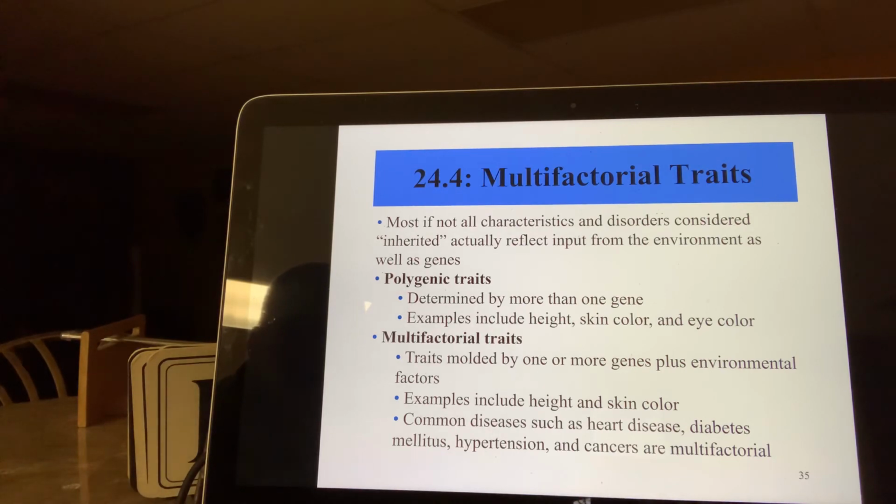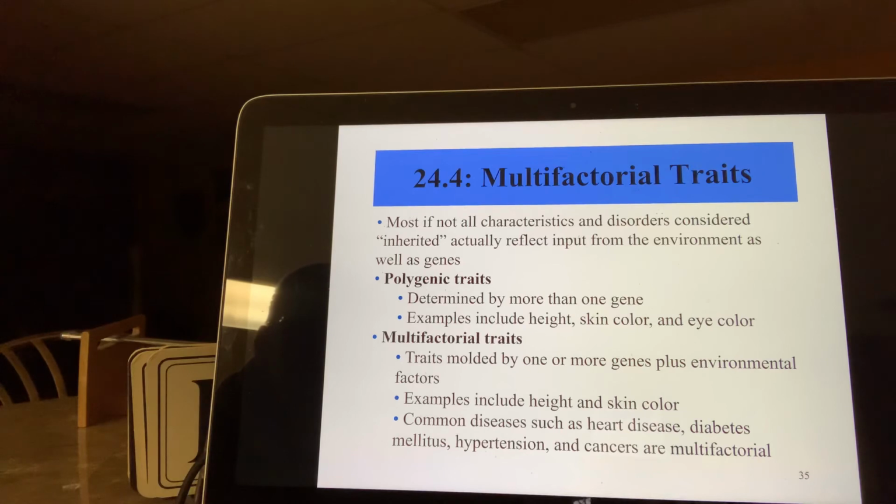For example, height. We are not all 1 or 2 heights. We are many different heights. Skin colors, eye colors, those are all things that have many different variations, and it's because they're polygenic in nature. There's multiple genes. We'll have some examples of that in a minute.